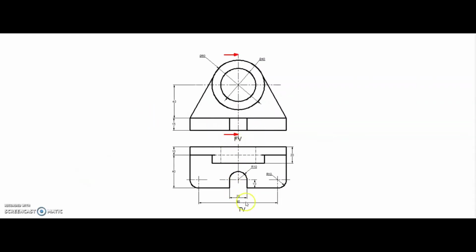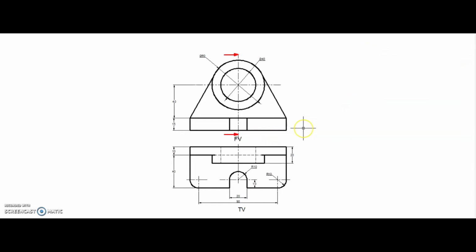Front view and top view are given. With the help of these two views, we have to draw the sectional left hand side view. The position of the section plane is located here. The direction of the arrow indicates that we have to observe for the sectional view from the left side toward the right direction. So we have to draw the sectional left hand side view.